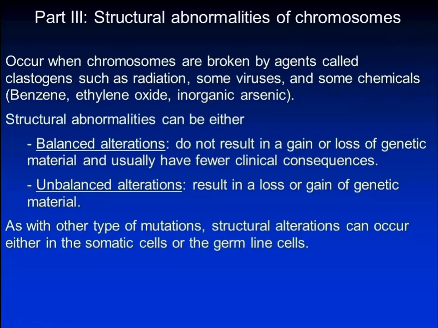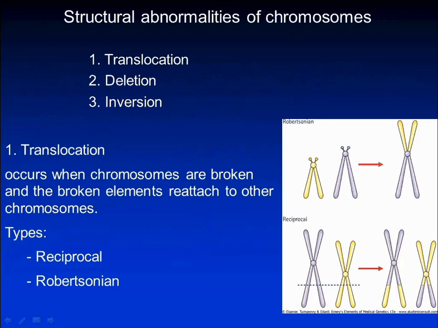A balanced alteration does not result in a gain or loss of genetic material. On the other hand, an unbalanced alteration results in a loss or gain of genetic material. Structural abnormalities include translocation, deletion, and inversion. Translocation occurs when chromosomes are broken and the broken elements reattach to other chromosomes.